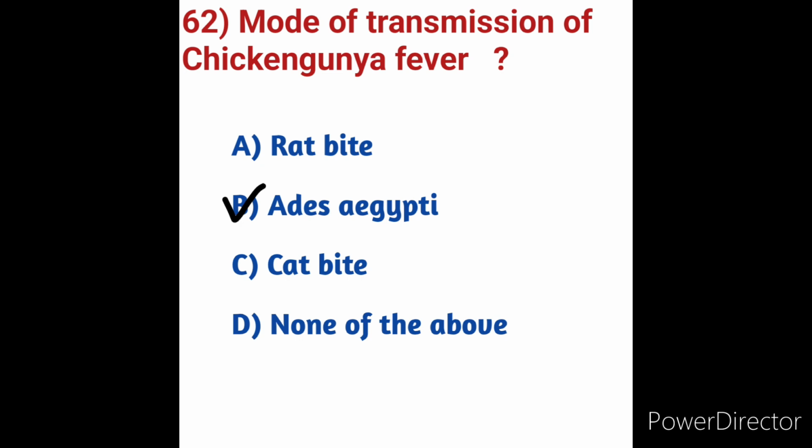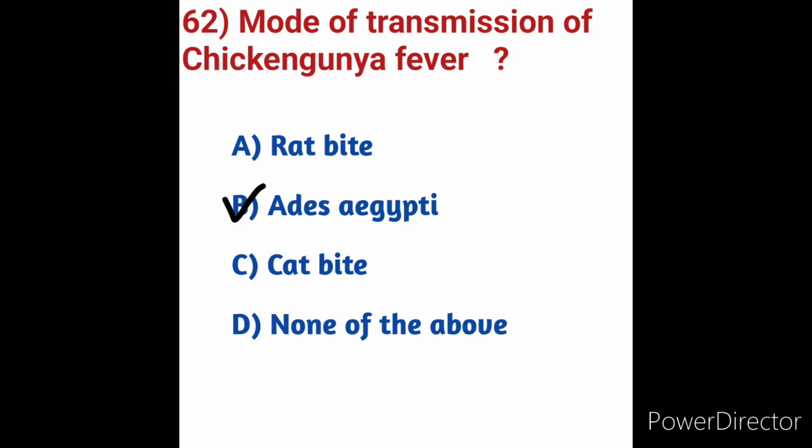Mosquitoes become infected when they feed on a person who already has the virus, and they can transmit dengue and Zika virus also. These mosquitoes bite primarily during daylight hours. So here in these options, mode of transmission of chikungunya, option B is the correct answer.